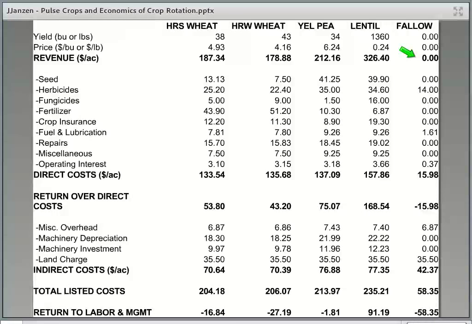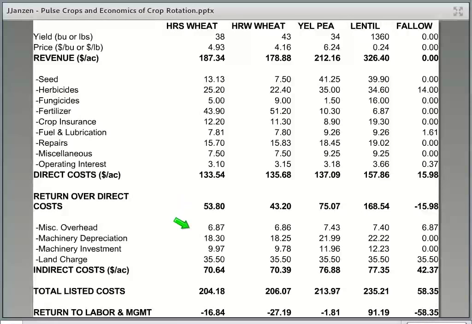North Dakota State classifies costs into 2 categories: direct costs, and that's all the cost items that are included here. So seed, herbicides, fungicides, fertilizer, crop insurance, any fuel expenses, repairs to machinery and other equipment, some miscellaneous costs that you can go in and look at what they include, and then also an operating interest expense. So the fact that most growers are going to be paying for these direct costs out of an operating loan, and so the interest is due on that loan. Those are the things that get included in direct costs.